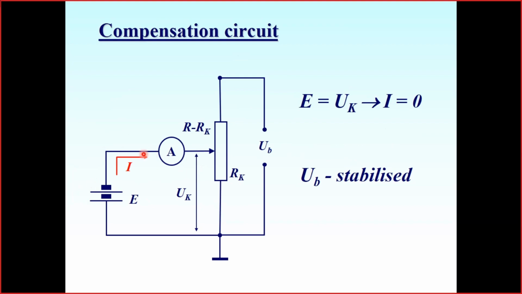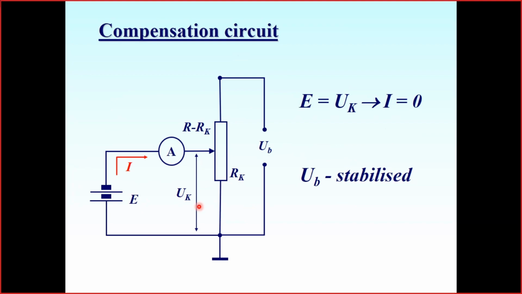In fact, this potentiometer forms a voltage divider, and when the output of this voltage divider is equal to the electromotive force of the element or the voltage of the source, no current flows through the meter. The main advantage of this compensation circuit is that it doesn't load the source. So we may measure the voltage without letting current flow in this small circuit.